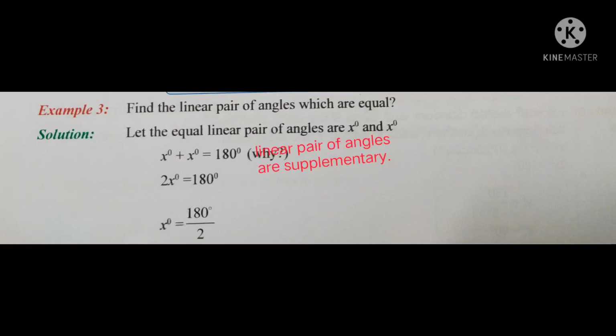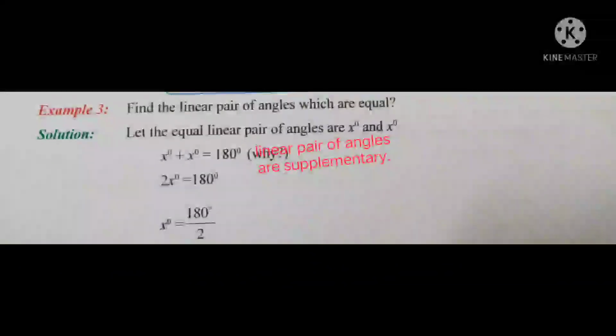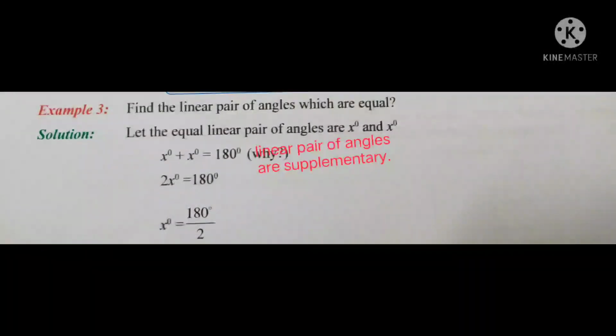We discuss example 3. Question: find the linear pair of angles which are equal. Solution: let the equal linear pair of angles be x degrees and x degrees. Why? Because the given angles are equal.